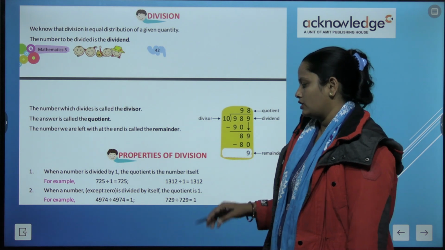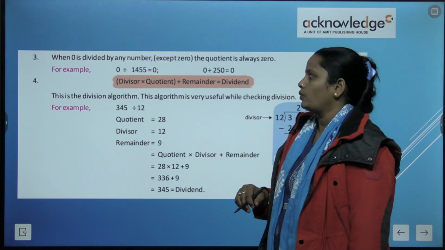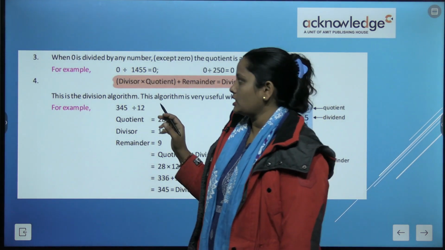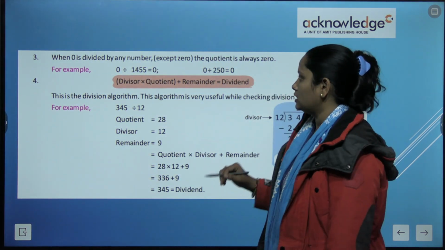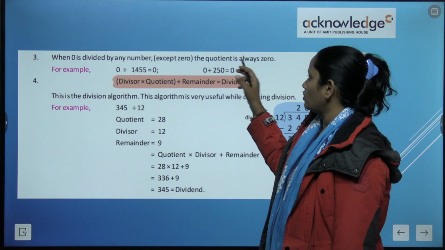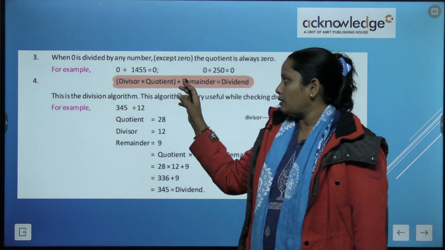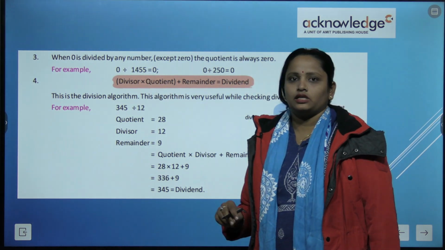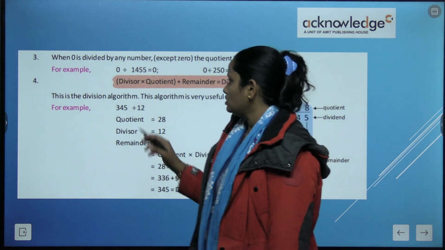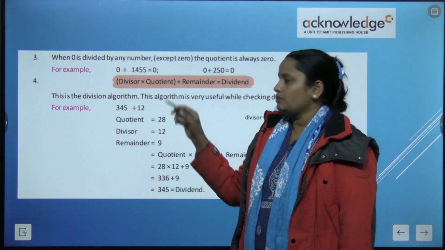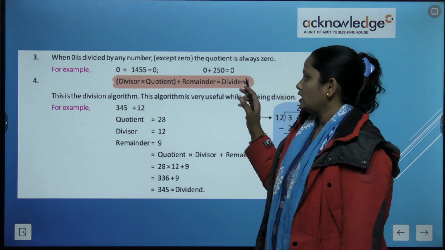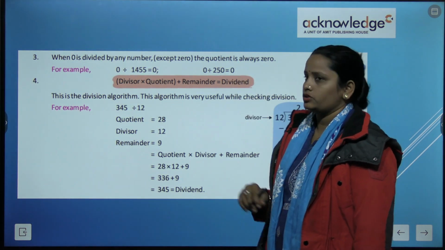When a number except 0 is divided by itself, अगर किसी number को खुद से divide करेंगे 0 के अलावा तो answer will be 1. Third property says when 0 is divided by any number, जब 0 को हम किसी भी number से divide करते हैं except 0, the quotient is always 0. So यहाँ पे आप देख सकते हो 0 को हमने इस नंबर से डिवाइड किया तो यहाँ पे आंसर क्या है? 0.